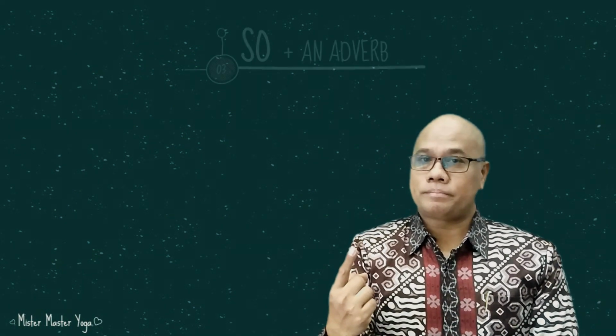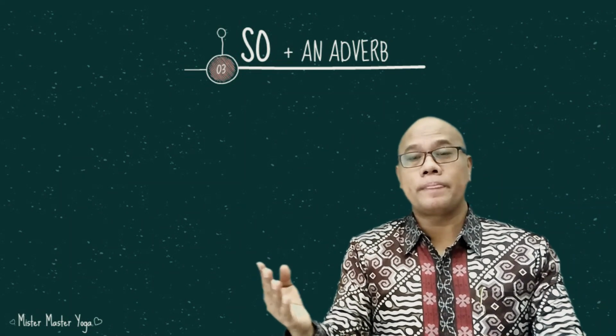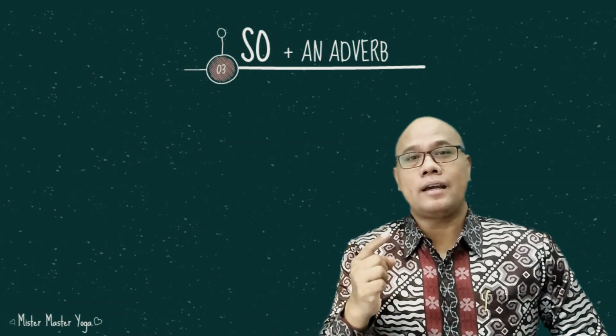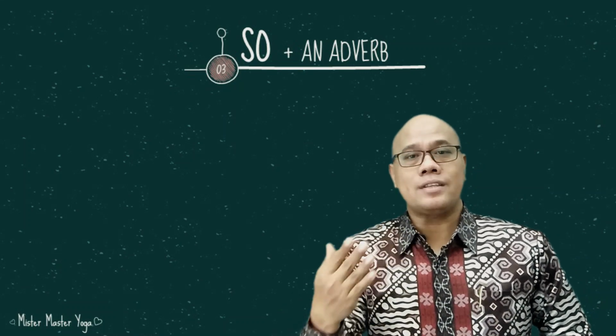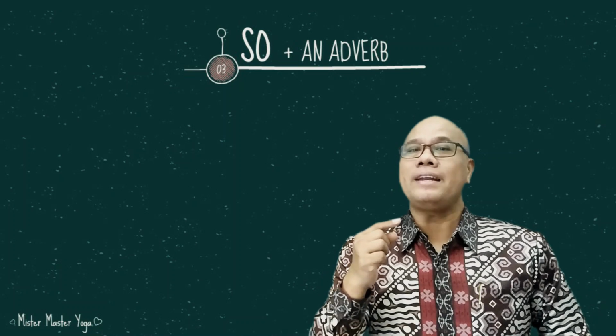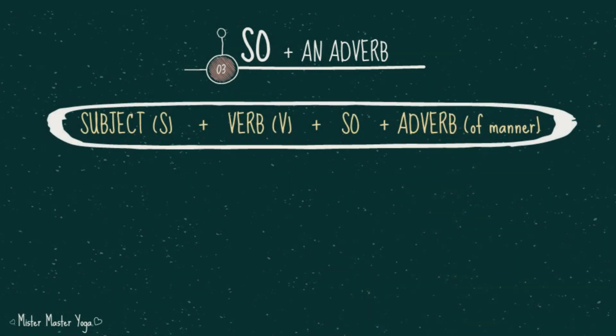Okay guys, we can also use so with an adverb. When do we use so with an adverb? When the subject of the sentence is acting or is doing something, or when the predicate of the sentence is a verb. So we can use an adverb.